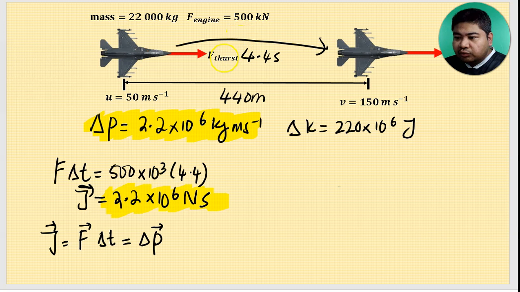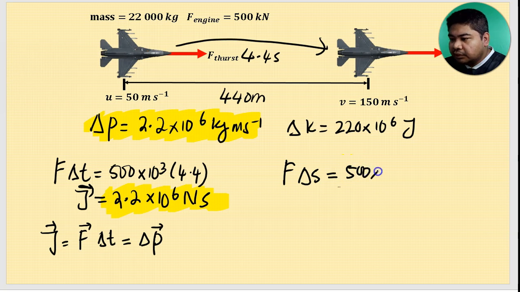Now the force displaced the aircraft by a displacement of 440 meters. If you multiply the force times how far the force has moved the object, the force is 500 kilonewton, which is 500 times 10 to the power of 3, times the displacement of 440 meters, you are going to get 220 times 10 to the power of 6 joules.